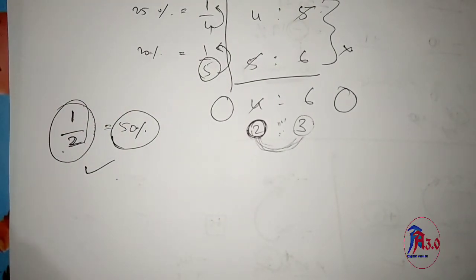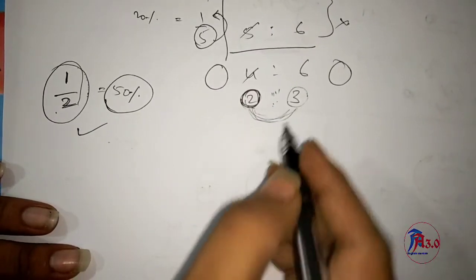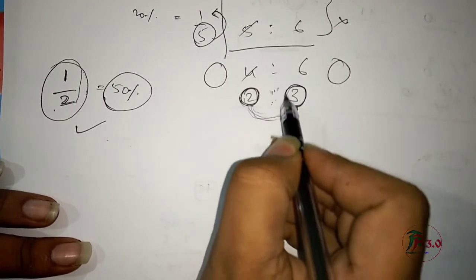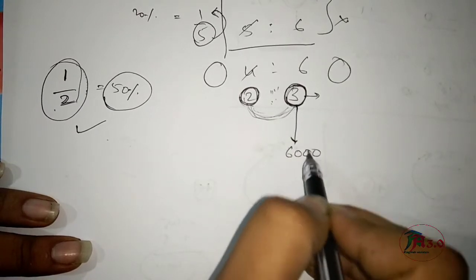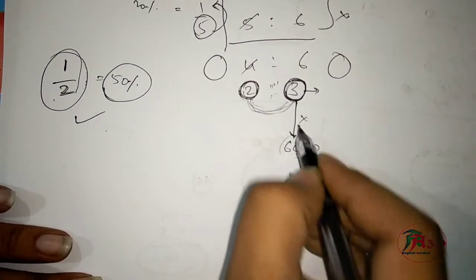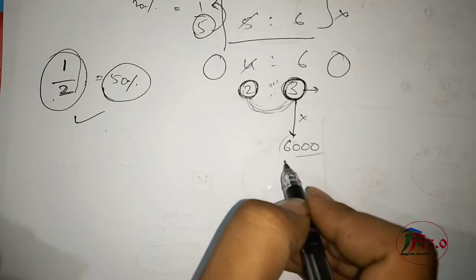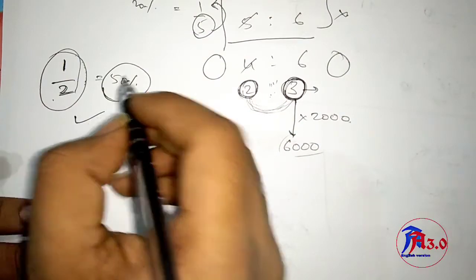Now let us go to the other condition of the question. The question says, what was the population before 2 years? We don't know the exact value. The value given in the question is the value after 2 years, the total population of 6,000. That means if we consider the 3 units as 6,000, then 1 unit value is 2,000.